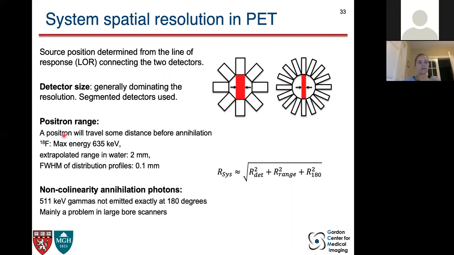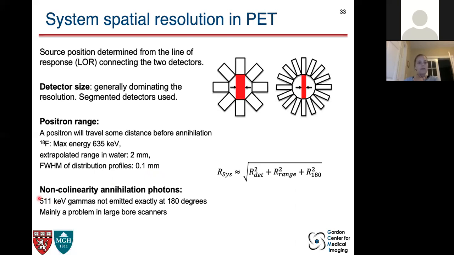So for F18, for example, which is the most common isotope used in PET, the maximum energy is 635 keV. And the extrapolated range for this energy in water is 2 millimeter. But the full width half max of the distribution profiles is 0.1 millimeter. So this is just to show you how big of a contribution this is.